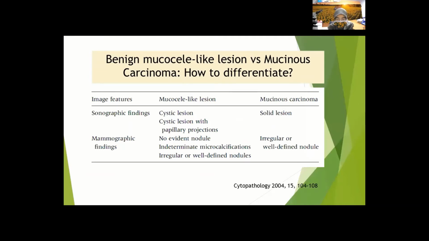Okay, so how is it differentiated? Based on radiology, generally a mucocele-like lesion is more cystic rather than solid as in mucinous carcinoma. However, in mucocele-like lesion, even though it's cystic, in a few cases it can also show thickening, or irregular or well-defined nodules can be appreciated, which makes the clinical diagnosis further difficult. So that's why they need us for confirmation.